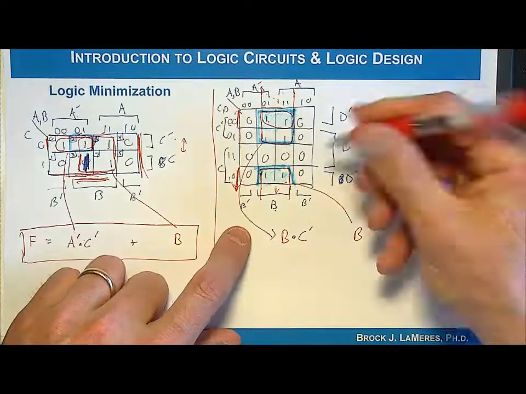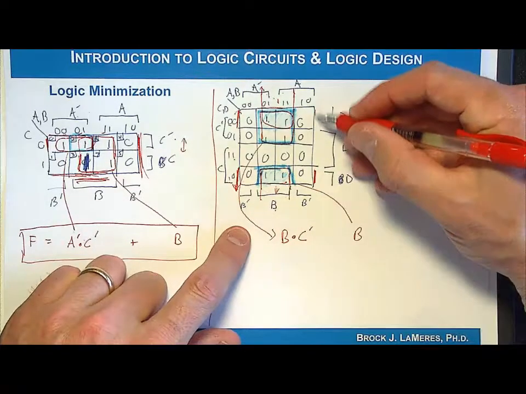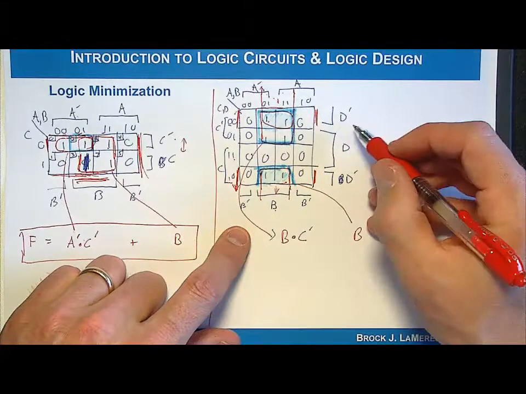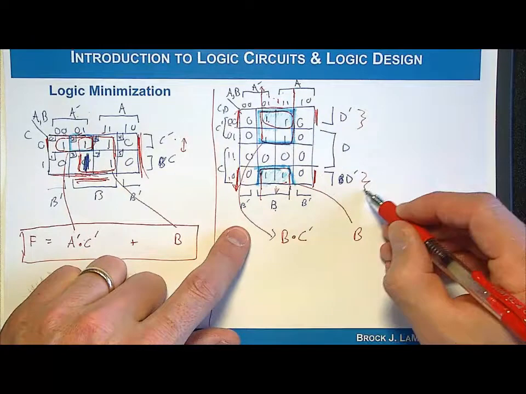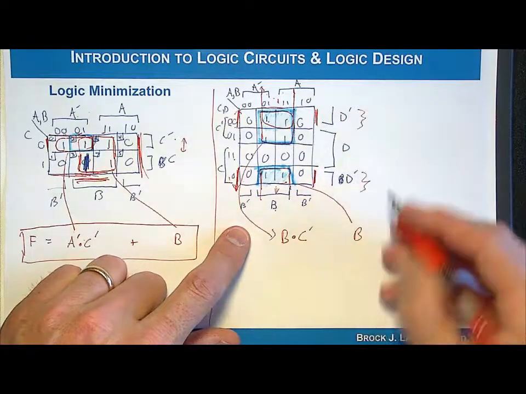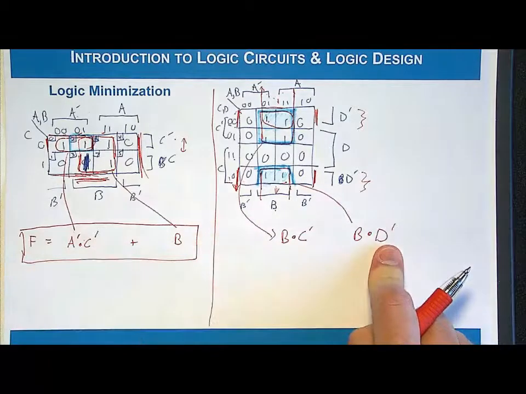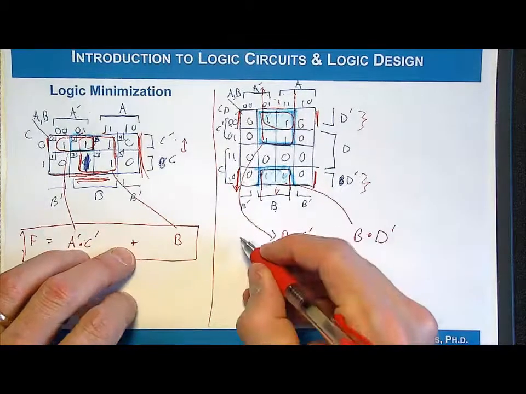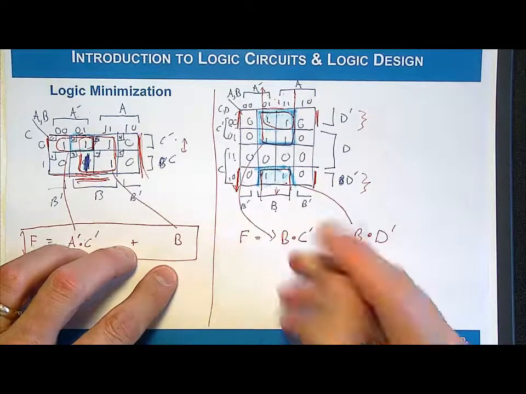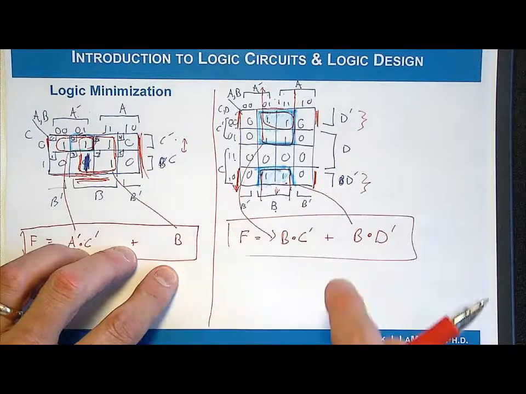Then we come back and look at D. This circle covers a region where D is a 0 and a 0. You can see it right here from our labels that the region is where it's D naught. So I bring that into the product term, complemented. So the product term for that prime implicant is going to be B AND with D naught. Okay, so from here we can simply finish this by ORing all the product terms together, and you now have the expression.